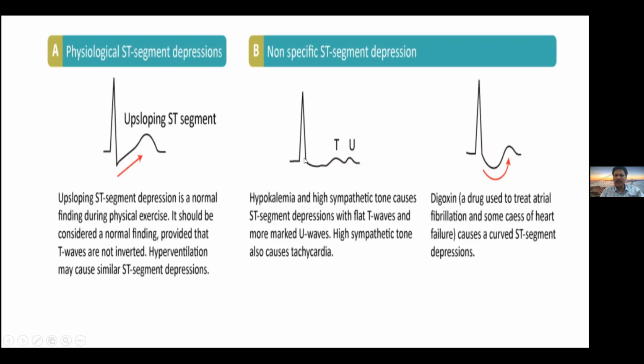Somewhere in the middle, you can have some non-specific STT changes. See, there is no apparent ST depression. The J point seems to be at the baseline. There is a slight depression, and the terminal T wave is positive. When there is ischemia, the T wave will be negative. Take-home message: in ischemia, 99% of the time the terminal T wave will be negative. When the T wave is positive, followed by another hump, we call it a U wave.